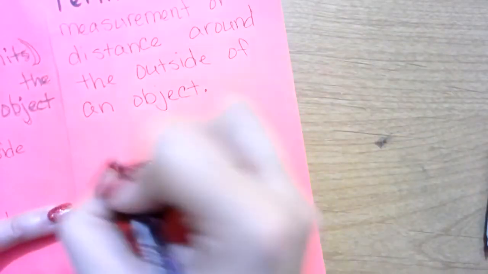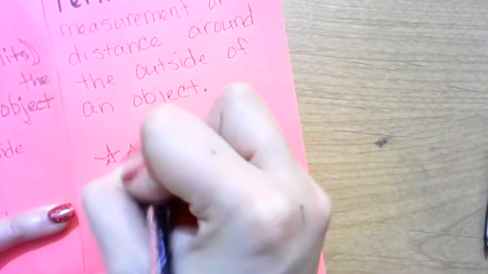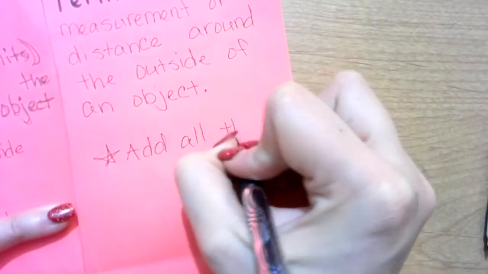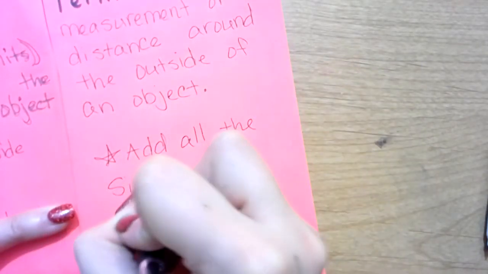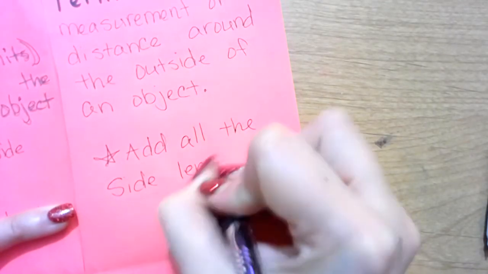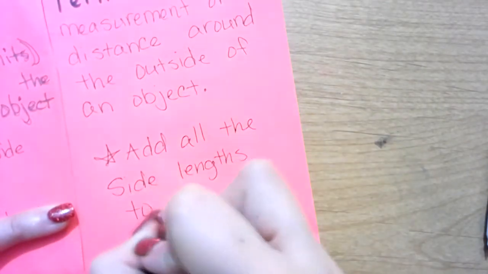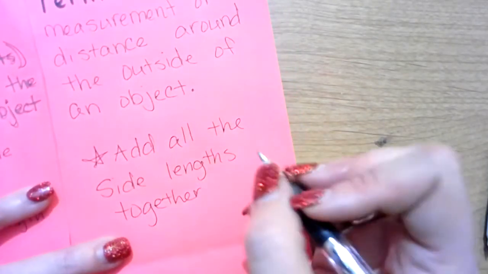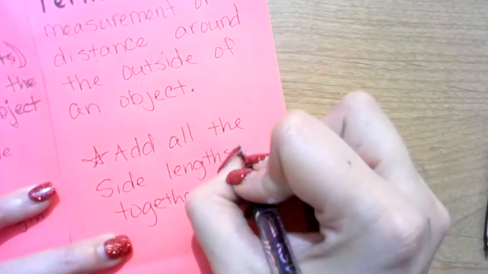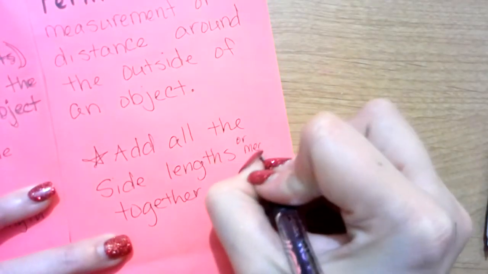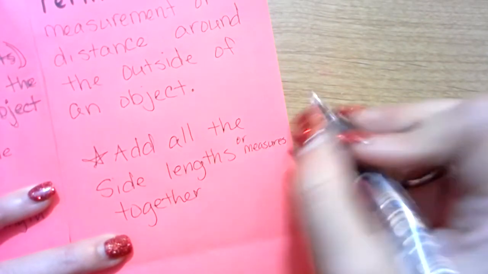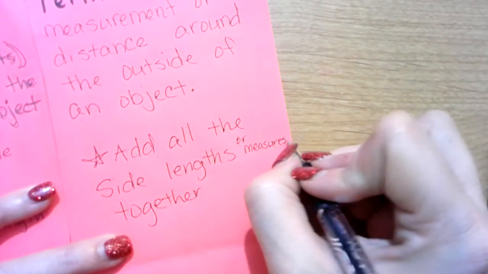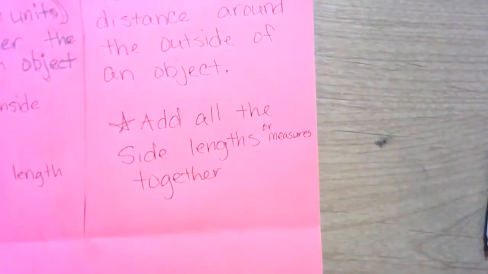So really what that means is add all the side lengths together. And maybe a better word than lengths would be all the side measurements. Because I want you to know it's not just length, like here, length. It's not just these. You don't just add those. You add all of them. And I will talk about that in just a second.